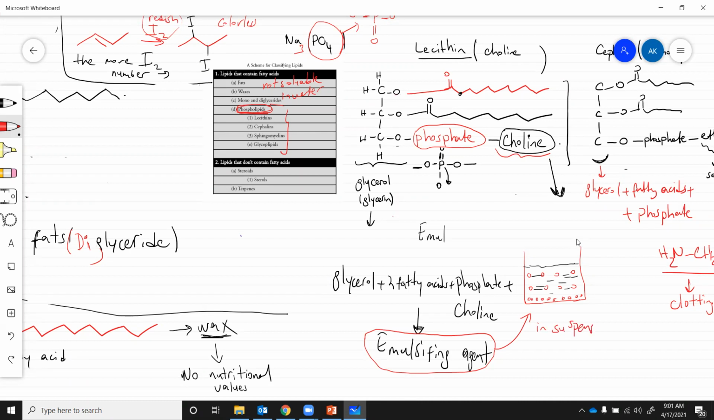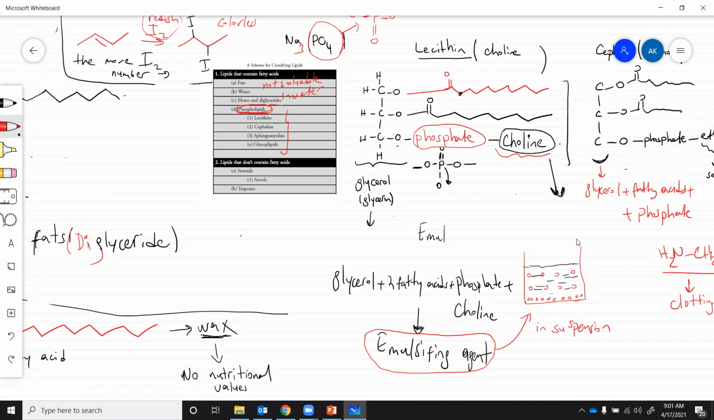Suspension. Make sense? And again, this is how you can transfer one lipid from one location to another location. Or again, in industry, if you're making a drink, for instance, like a chocolate milk, you need to add some emulsifying agent. And if you read the descriptions of ingredients, you will see they say emulsifying agent, emulsifying agent. And what is it? It's lecithin, basically.